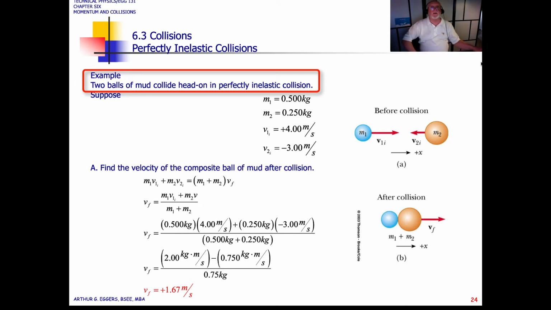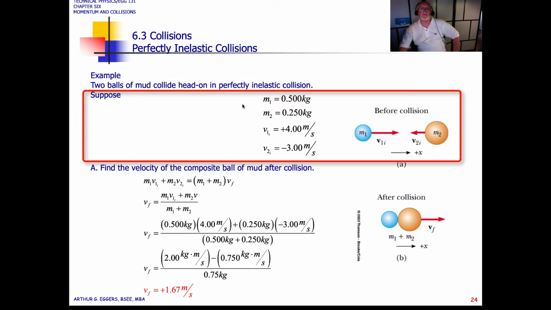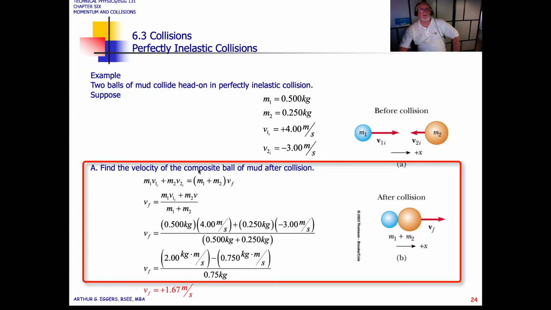Okay, another perfectly inelastic collision, this time on a little smaller scale. We're going to use two little mud balls. Two balls of mud collide head on in a perfectly inelastic collision. Let's suppose these values are given: mass 1, mass 2, velocity 1 initial, velocity 2 initial. They all line up with our two masses hurtling at each other. Find the velocity of the composite ball of mud after the collision.